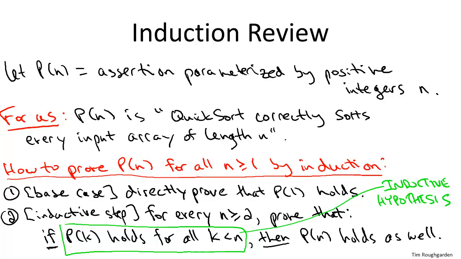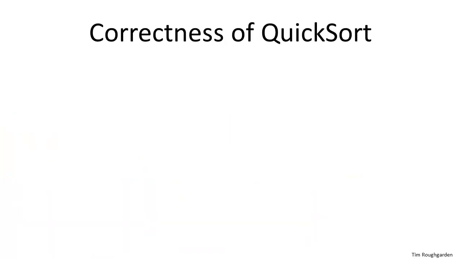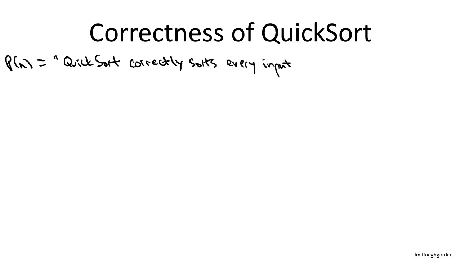Now let's instantiate this proof format, this type of proof, for establishing the correctness of quicksort. So let me write again what is the assertion we care about. Our definition of P of n is going to be that quicksort is always correct on arrays of length n. And of course, what we want to prove is that quicksort is correct no matter what size array that you give it. That is, we want to prove that P of n holds for every single n at least 1. So this is right in the wheelhouse of proofs by induction. Okay? So that's how we're going to establish it.